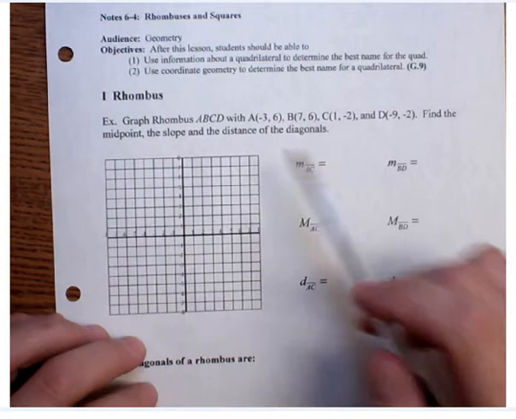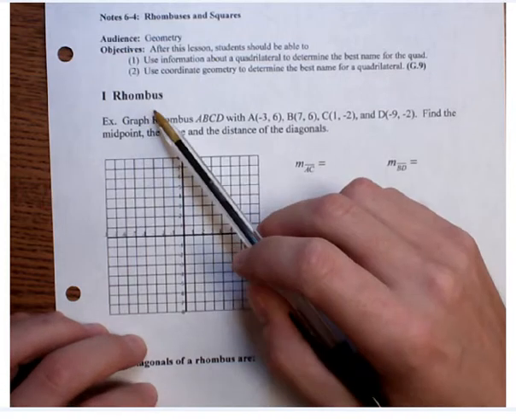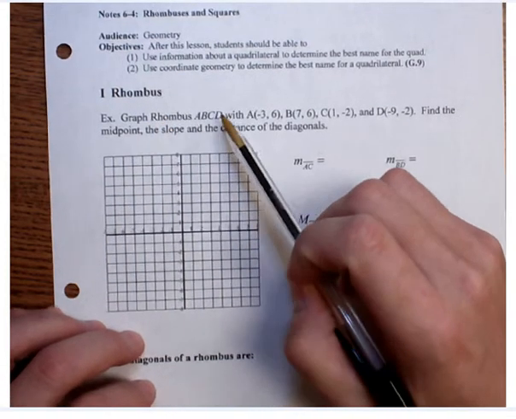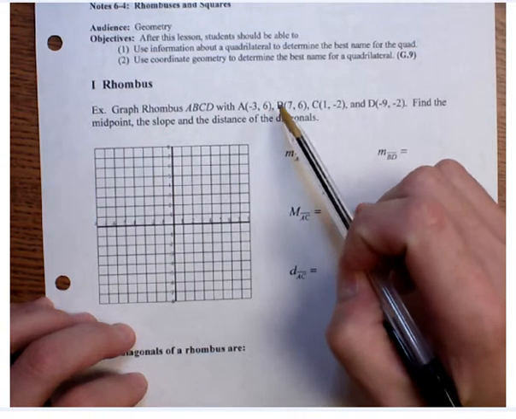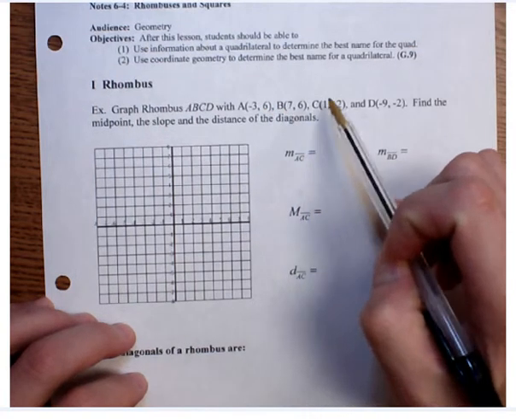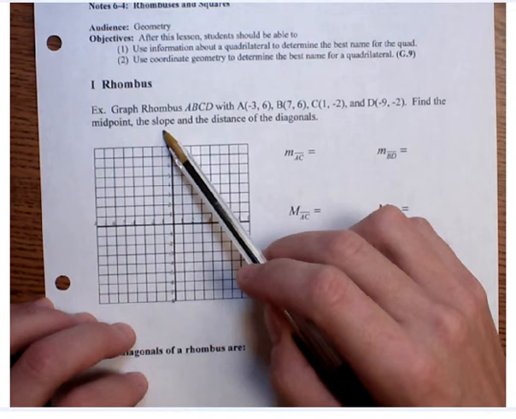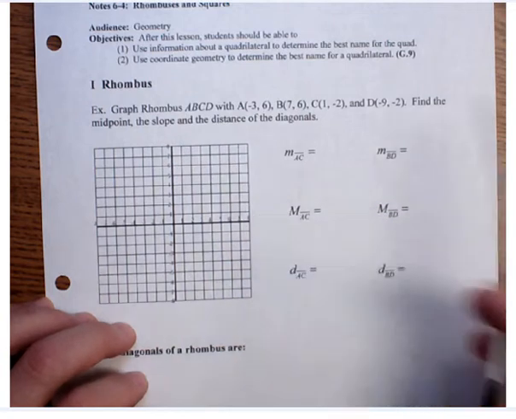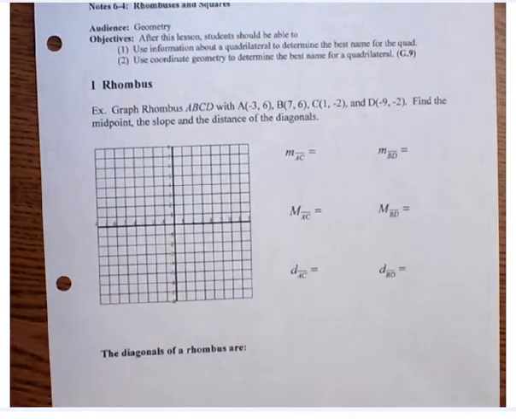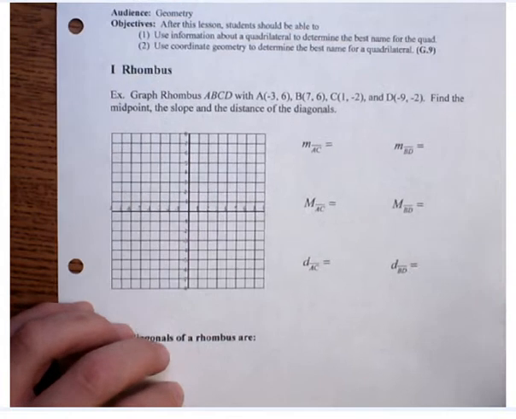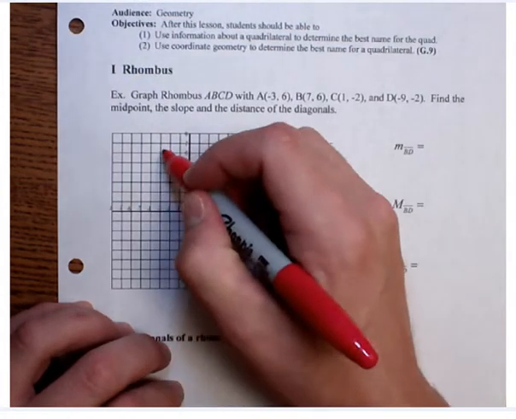Okay, we're going to start with a rhombus. And so what it says, you look at your notes here, graph rhombus ABCD, and they give you 4 points: A, B, C, and D. Find the midpoint, slope, and the distance of the diagonals. Now, a rhombus, we're going to graph this here.